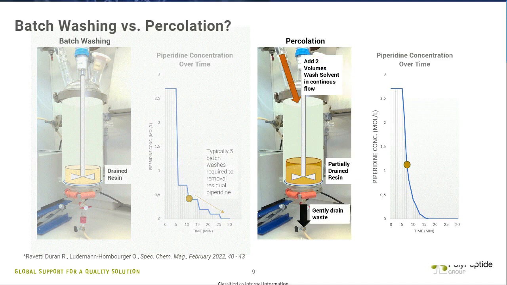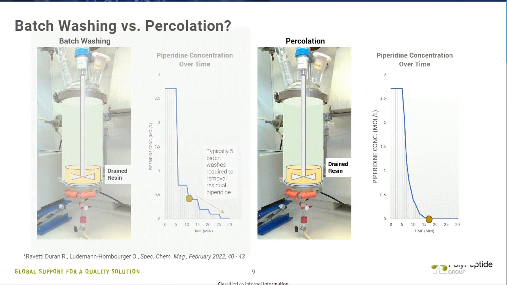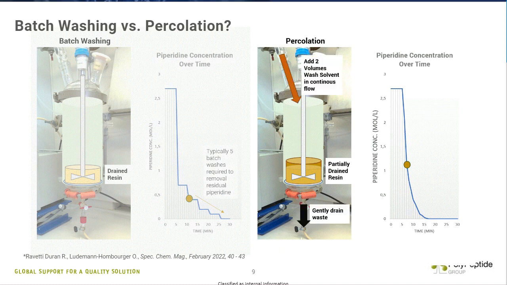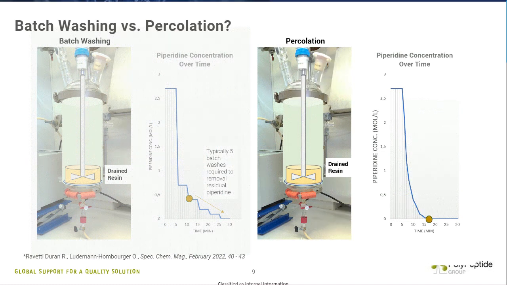We drain it. But then at the end of it, we leave a partial volume at the top of the resin. So we leave the resin swollen, and then we add volumes of wash solvent in a continuous flow, continuously draining from the resin, in order to very smoothly, in flow, remove the piperidine altogether at once. So you can see here, by adding the volumes of wash solvent in a continuous flow and gently draining, we much more efficiently remove the residual piperidine that's attached to the resin itself.